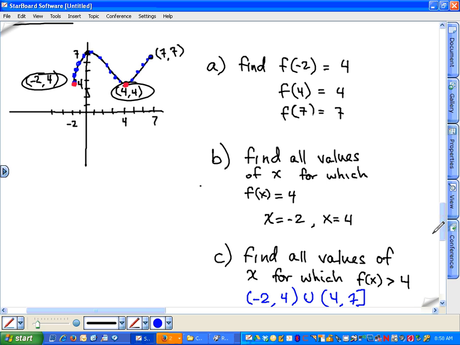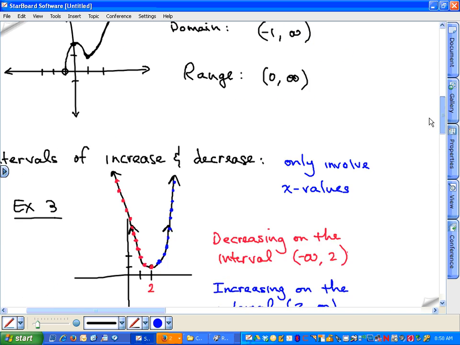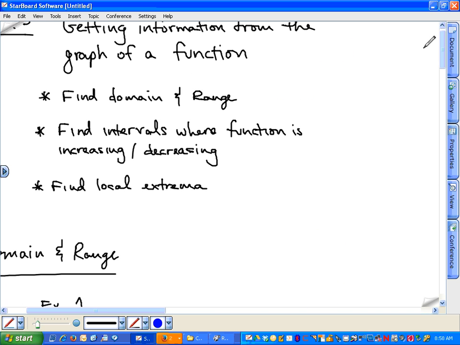That's really all you can expect from 2.3. Let's just double check, you guys. Ask yourselves internally, okay? Do you know how to find domain and range on the graph of a function? Do you know how to find intervals where the function is increasing and decreasing? And can you locate local extrema? All right.